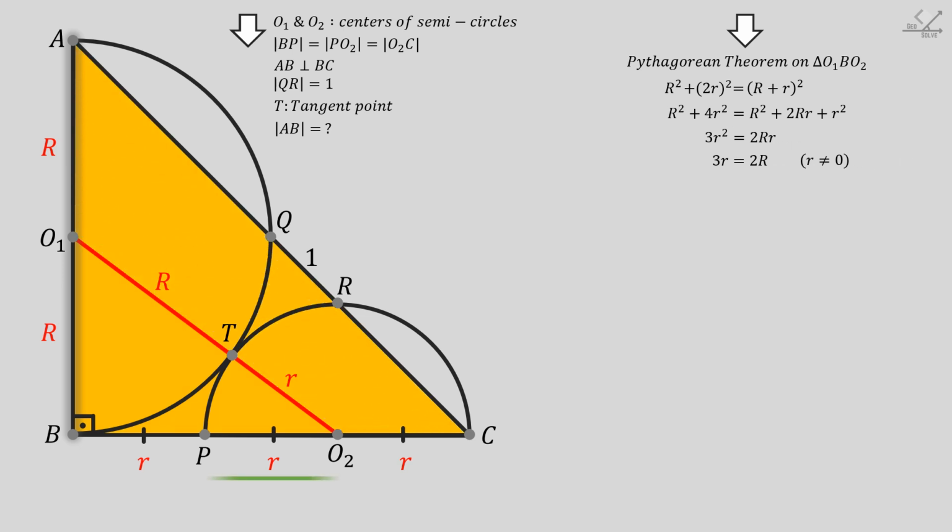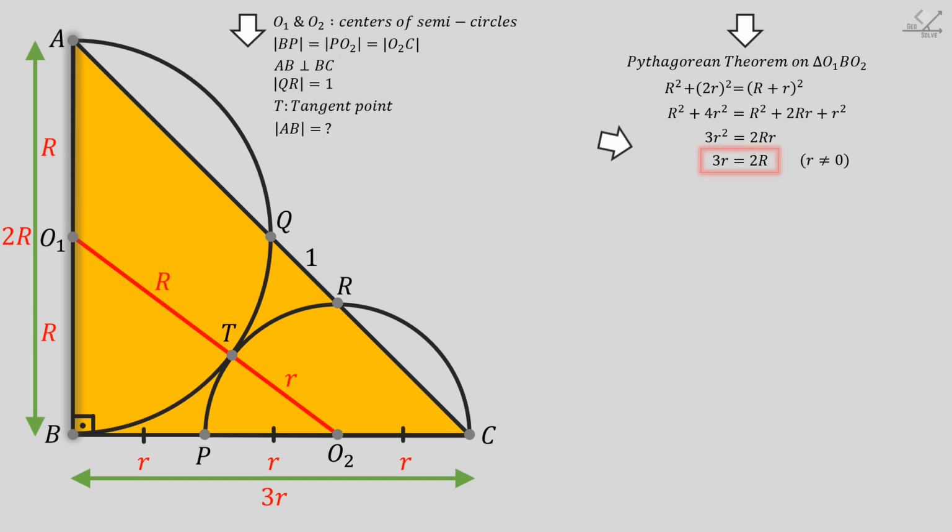Now focus on this right-angled triangle. Notice that bottom side of the triangle is 3 small r and the left side is 2 big R. We showed earlier that 3 small r is equal to 2 big R. So this triangle is a right-angled isosceles triangle and its base angles should be 45 degrees each.